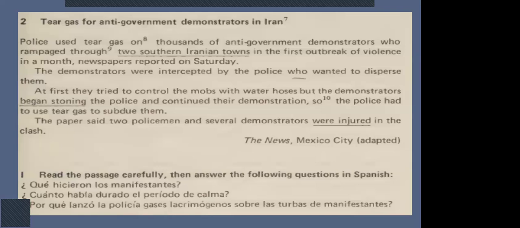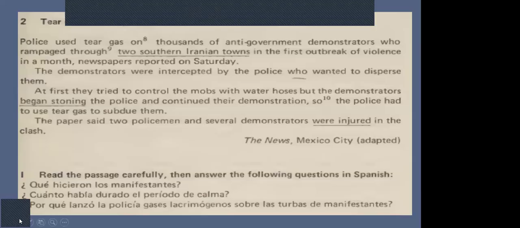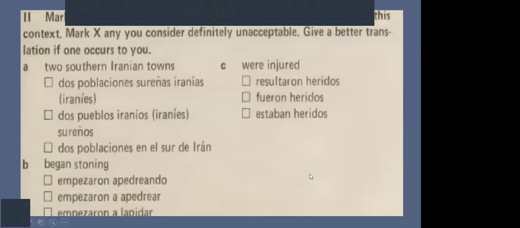So we have some questions over here. This one is written in English and we have to translate it into Spanish. This in theory should be a lot easier, but it must be longer than the English version. So these are reasonable expectations here. So we have some key questions. ¿Qué hicieron los manifestantes? ¿Cuánto había durado el periodo de calma? ¿Por qué lanzó la policía gases lacrimógenos sobre las turbas de manifestantes? So it's a good idea for us to pay attention to the questions here.